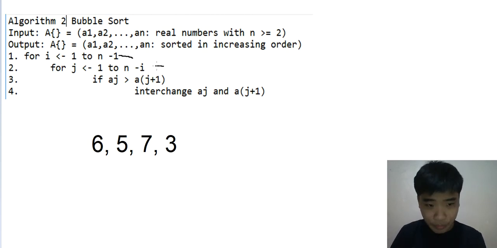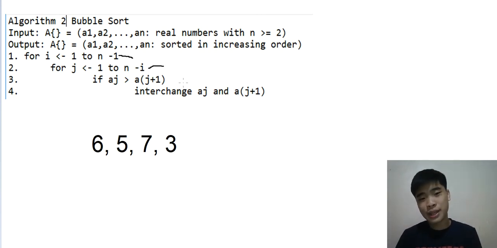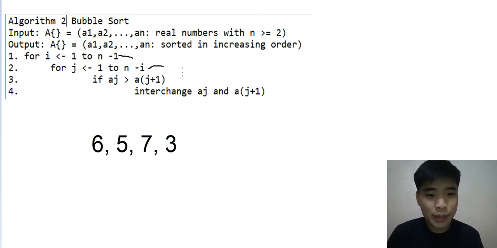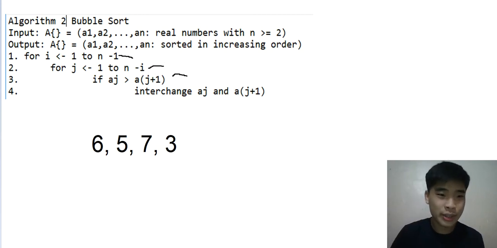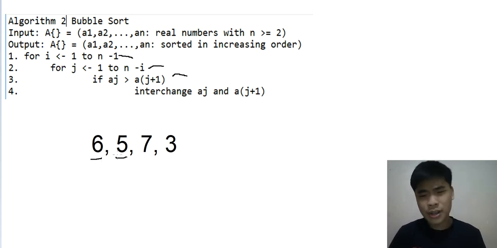The second loop is j equals 1 to n minus i. Why n minus i? n minus i stands for creating a division line for the sorted and unsorted elements. Here we compare each time in that loop if the current element is greater than the next element, then we interchange them. So let's start with this problem. We have here 6 and 5, so let's start by comparing 6 and 5.